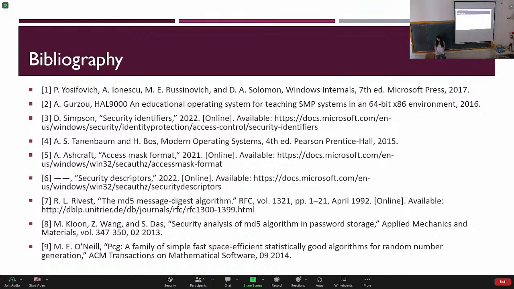So, questions, please. Which random number generator did you use? PCG32, yes. Which is what kind of generator? It is a polynomial congruential generator, yes. Okay, thank you.